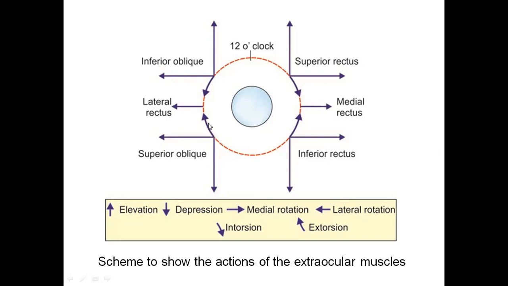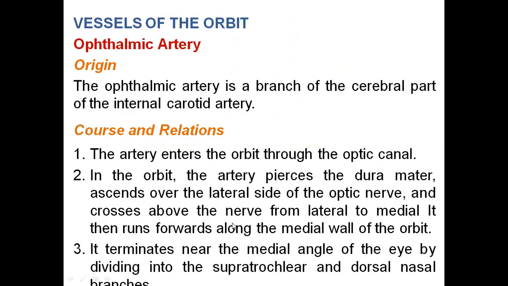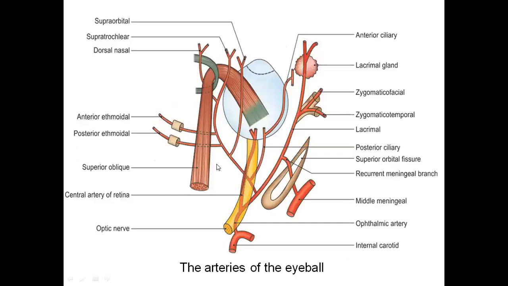And this movement is extorsion. So inferior rectus and superior oblique, they bring about the extorsion movement. Okay. Whereas superior rectus and inferior oblique, they bring about intorsion movements. Okay. So once we are done with the extraocular muscles, now let us try to highlight few points about ophthalmic artery. So it's better we check the artery first.